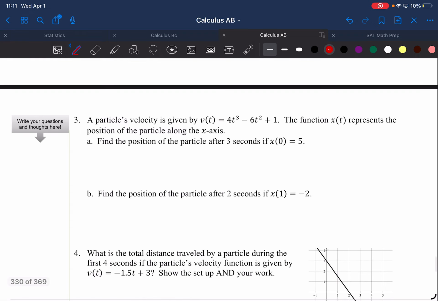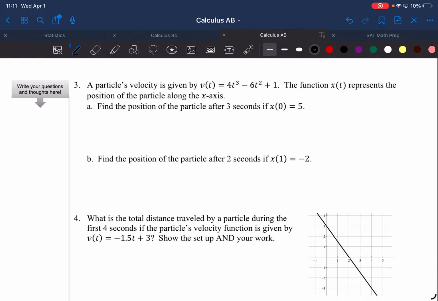Okay, number 3. A particle's velocity is given by v of t. The function x of t represents the position of the particle along the x-axis. Find the position of the particle after 3 seconds if x of 0 is equal to 5. Okay, x of 0. So this is giving us the initial value, so where it's starting, which means at time t is 0, they are already at a distance of 5, which means whatever answer we get, we're going to have to make sure we add 5 to the end.